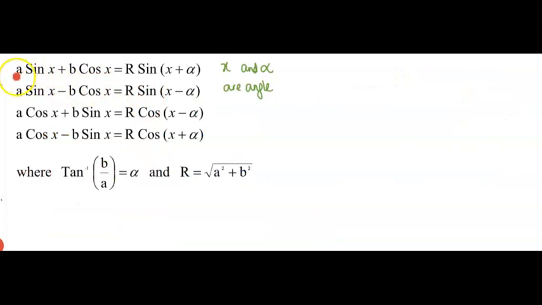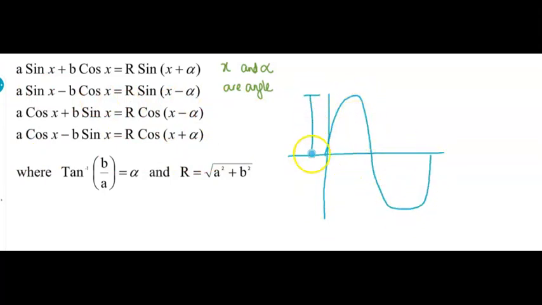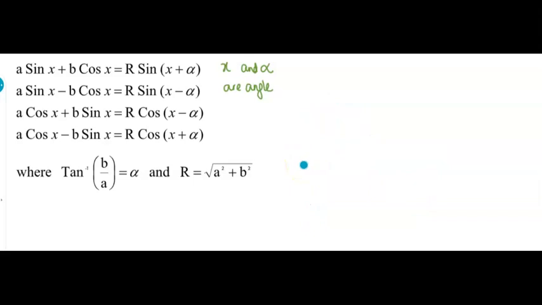Now, these are other formulas. A sine x plus B cos x equals R sine(x plus alpha). Here R is the amplitude of the wave. So if I draw a wave something like this, R is the amplitude of the wave, how high the wave is. Alpha is the angle. The x and the alpha are the angles.